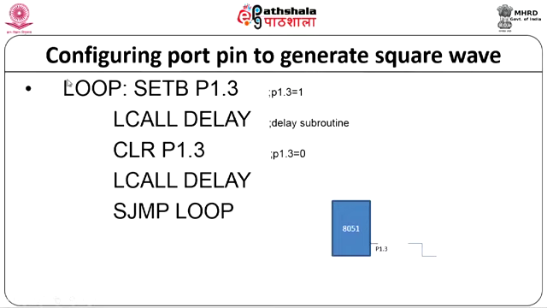So I will say that it is an output port. Now loop is a tag I have placed for jumping, and SETB P1.3. SETB tells that I am setting the P1.3 pin equal to 1. Now I have set it to 1. LCALL delay: I can say it is a subroutine called for making a delay.